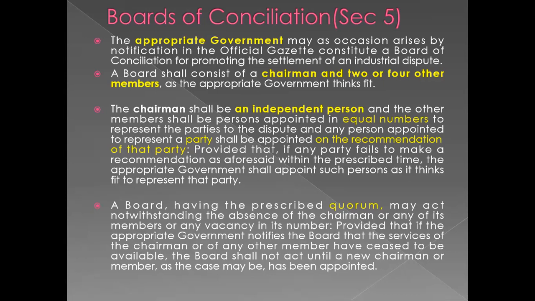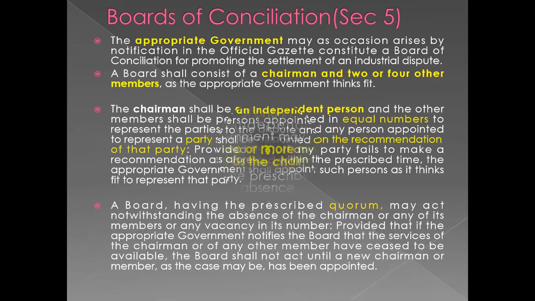A board having a prescribed quorum may act notwithstanding the absence of the chairperson or any of its members, or any vacancy in its membership. However, if the appropriate government notifies the board that the service of the chairman or of any other member has ceased to be available, the board shall not act until the new chairman or member has been appointed. Until a new chairman is appointed, it cannot go further.